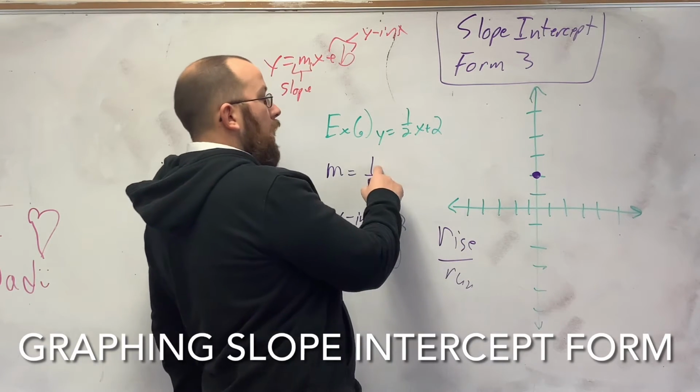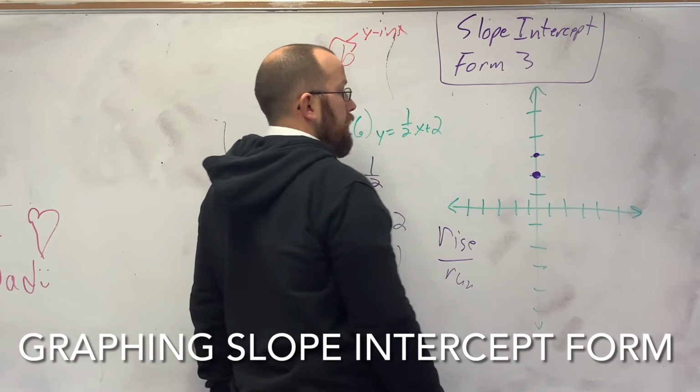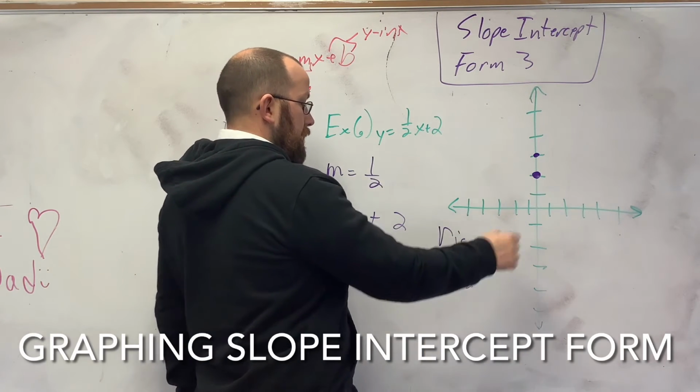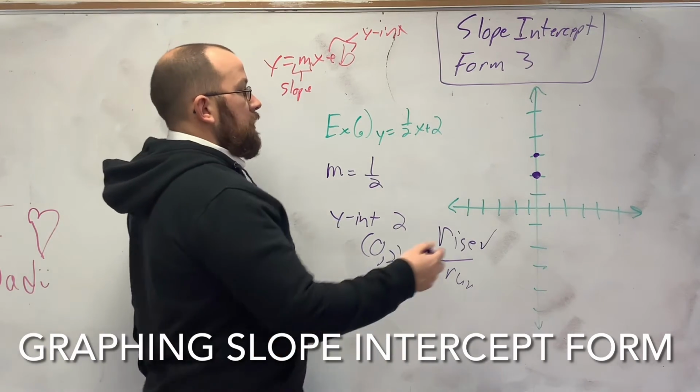All right, now we have 1/2, which is rise over run. So this is telling me to rise. Doesn't matter if I go up or down. I'm going to rise up 1. All right, so check. Now we need to run 2. Now this is the trick. If it's positive and negative.